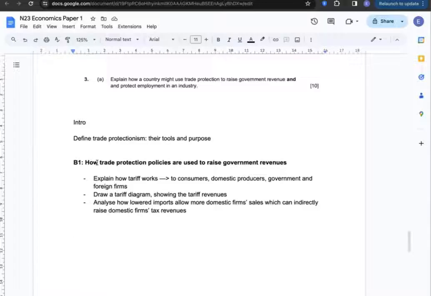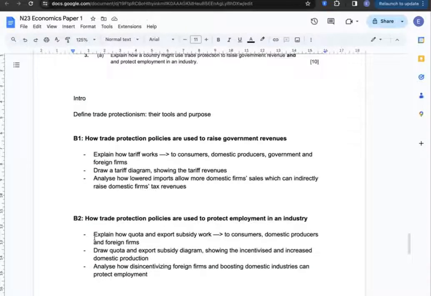Specifically, how a tariff works, like to consumers, domestic producers, government, and foreign firms. And I can draw a tariff diagram showing the tariff revenues earned by the government. Last, I can analyze how lowered imports allow more domestic firm sales, which can also indirectly raise domestic firms' tax revenues. Therefore, in 2 ways, the government can collect more tax revenues.